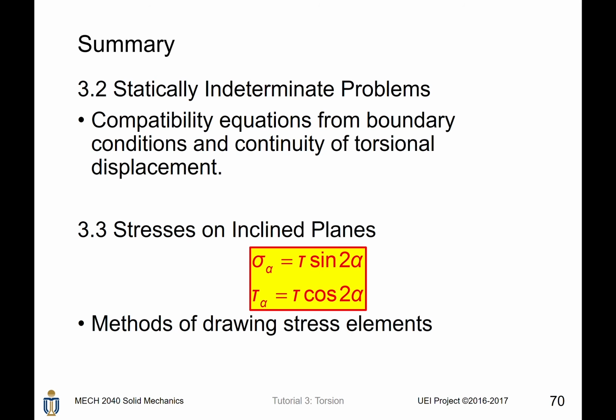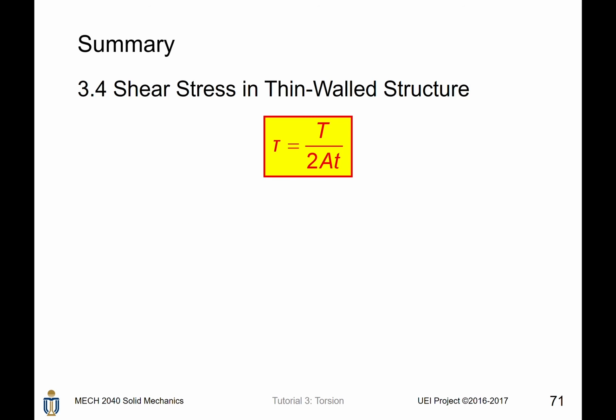We also dealt with a statically indeterminate problem of pure torsion. Besides, we also learned about the stresses on inclined planes, as well as the method of drawing stress elements, especially how you can determine the direction of the stresses on an element. Finally, we discussed a theory which helps us to derive the shear stress in the thin wall structure: tau equals T divided by 2AT.